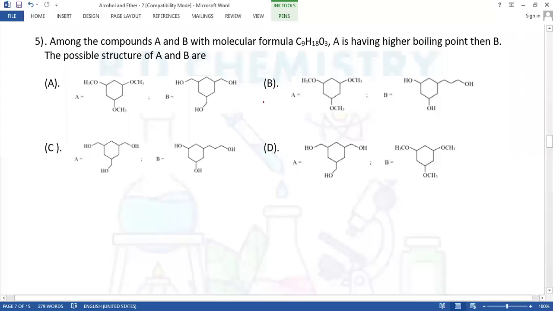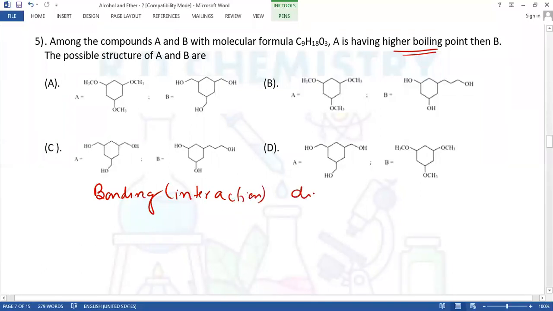Question number 5. Among the compounds A and B with the molecular formula C9H18O3, A is having higher boiling point than B. The possible structure of A and B are, now see, they are given higher boiling point of A compared to B. Boiling point depends on the type of bonding or interaction between the two molecules. Now, what are the bonding or interaction we speak about?